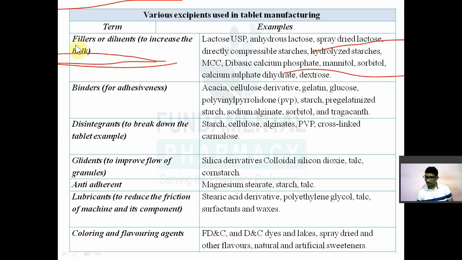Now again, binding agent. Next one is a binding agent or binder. So what is the role of binding agent? They are used to promote the adhesiveness. They are used for increasing the adhesion between particles. So what kind of agents are used? Acacia, cellulose derivative, gelatin, glucose, polyvinyl pyrrolidone (PVP), starch, pre-gelatinized starch, sodium alginate, sorbitol, and tragacanth. So mostly they are used as a binding agent to hold the powder together.